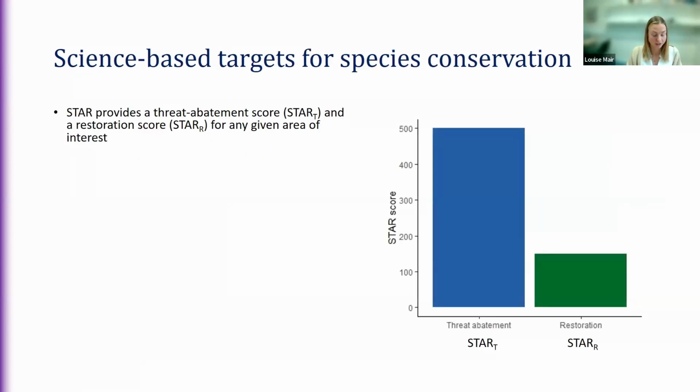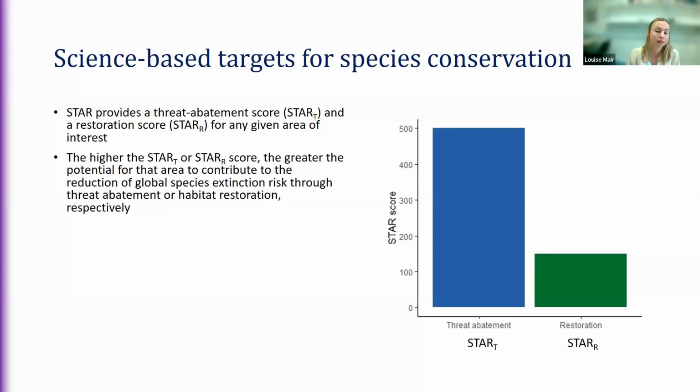So I'm actually going to start with a bit of an explanation of what STAR can tell you, and then go into how STAR is calculated so that you can see how we get to that use of STAR. If you were to run your STAR analysis for your site of interest, then you would get a threat abatement score and you would get a separate restoration score for that area. The bigger your threat abatement or restoration score, the greater the potential for that area to contribute to the reduction of species extinction risk, either through abating threats or through restoring natural habitat.